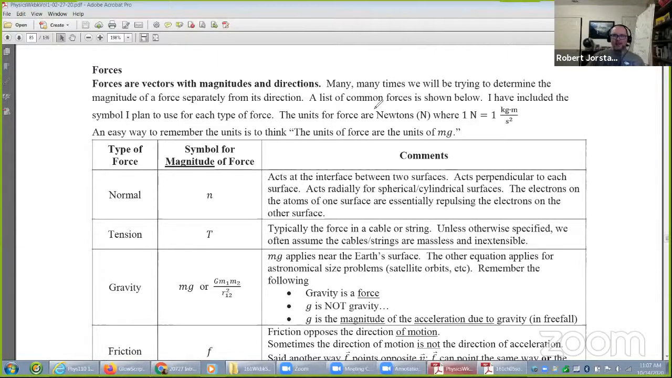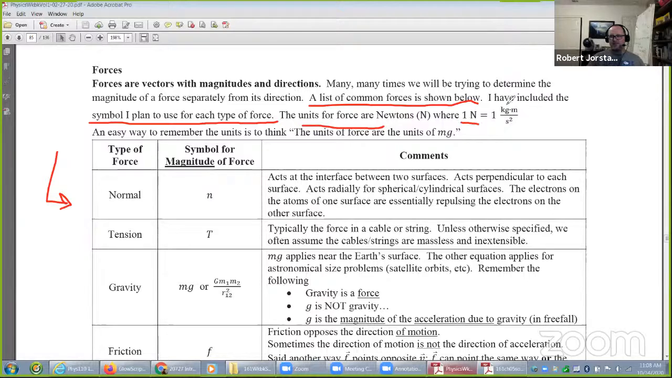Now, before we get ahead of ourselves and start doing these full complicated problems that I just spoke of, we need to learn some of the basics a little bit better. Below, I have a list of common forces. We'll kind of skim that. Every book is a little bit different, so I just put this in there so you get used to using my book. I try to be consistent with my symbols. The symbols I plan to use are down here. The units for force are newtons.